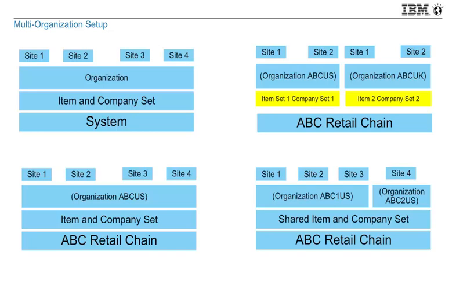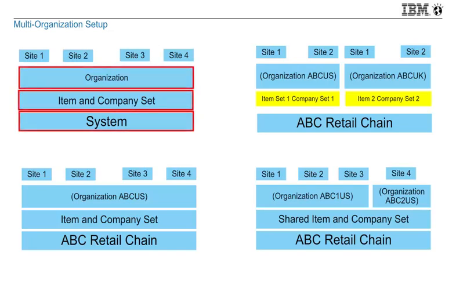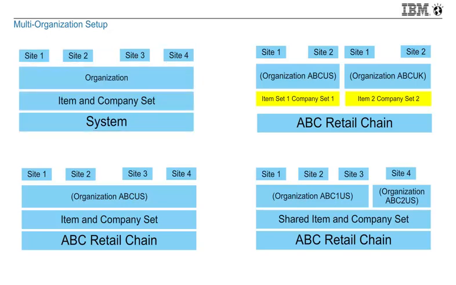Another key to understanding how to set up Maximo is understanding the data segmentation levels. There are basically four main levels of data segmentation: the system, set, organization, and site levels. We will discuss these levels in more detail in the upcoming slides.